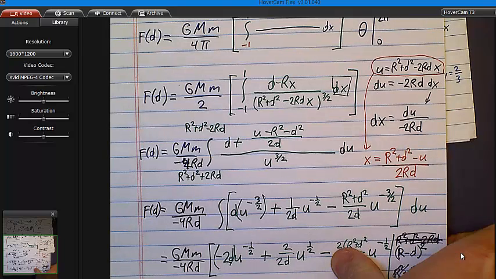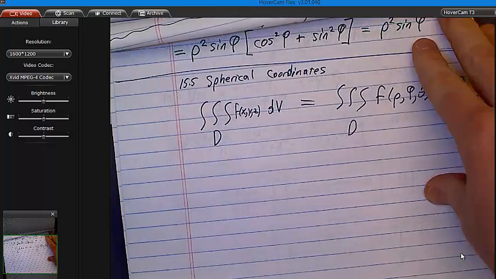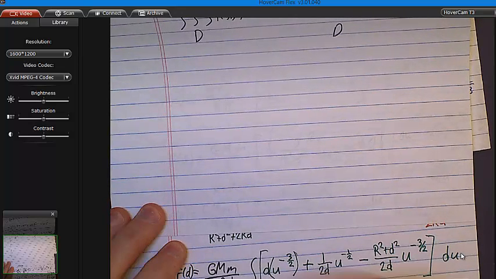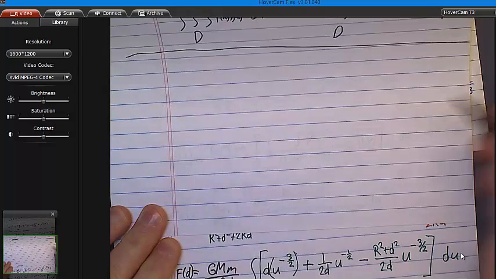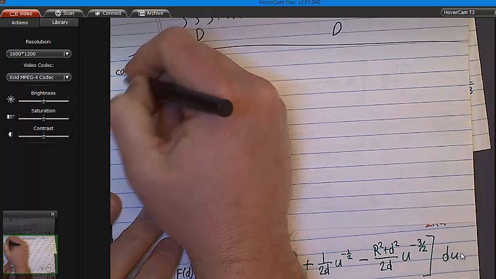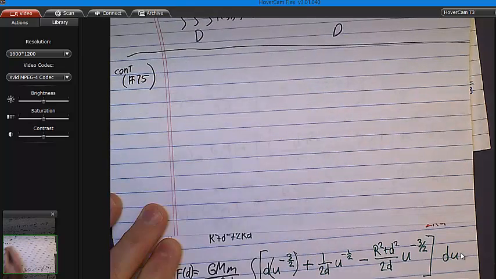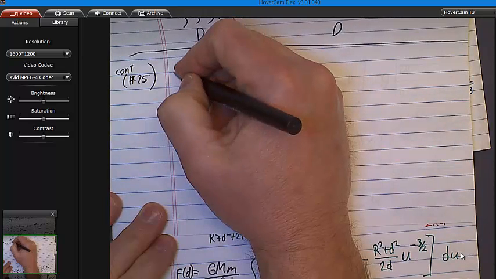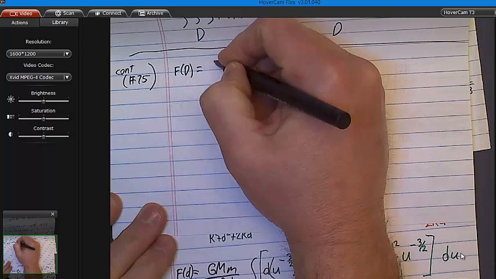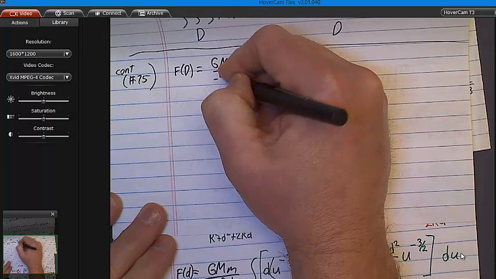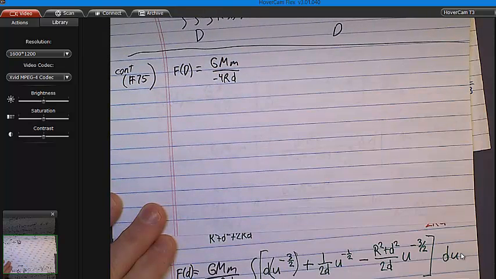All right, so here we go. Good thing I have some extra space right here to finish. I guess I'll work up here. So I was down here, and I'm going to work up there. So this is, again, continued. What number was this? 75. Okay. So here we go. Number 75 continued. We get f of d is equal to, again, GMM over negative 4RD times a bunch of stuff.